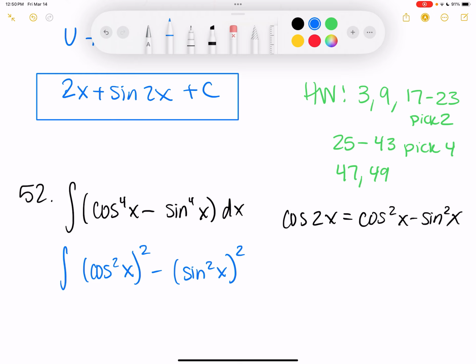Don't forget the dx. True that. It would have come there eventually.